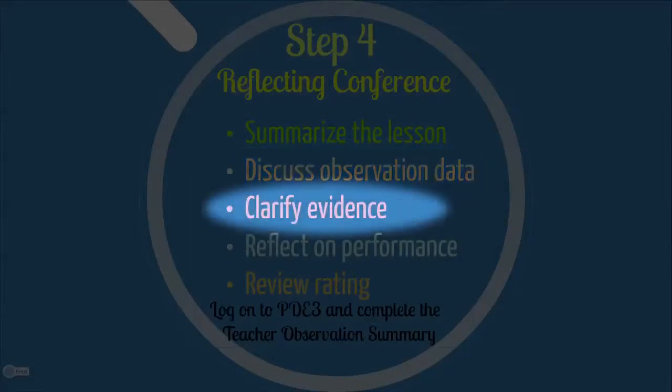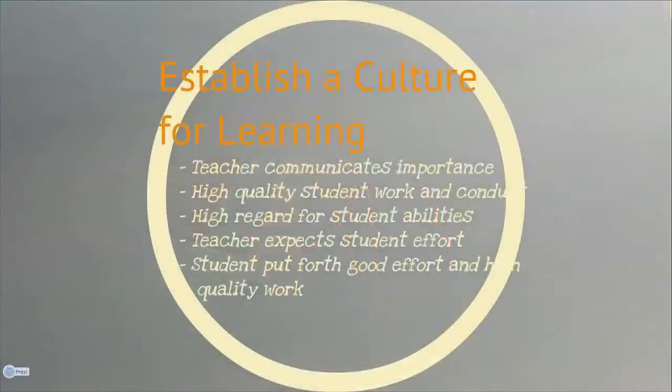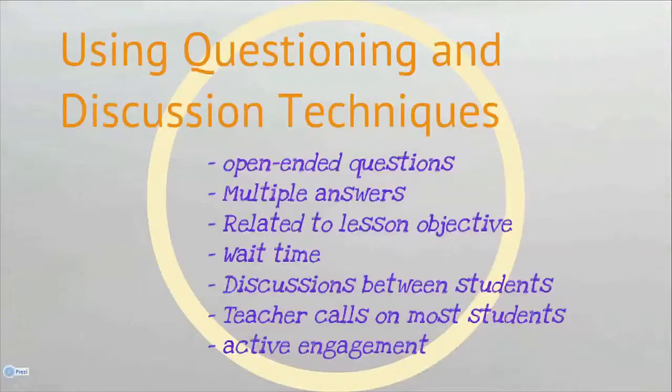Discuss the lesson and clarify evidence collected for each component. Reflect on the level of performance based on the evidence collected and alignment to the components in Hawaii's classroom observation rubric. After discussing the evidence, your principal or vice principal will assign a rating to each component.